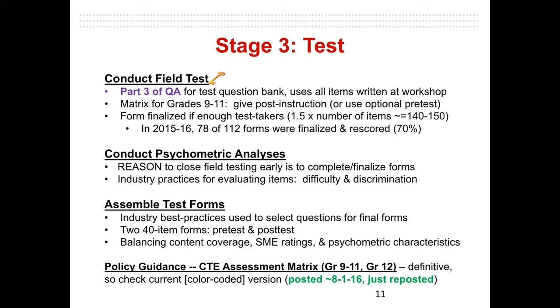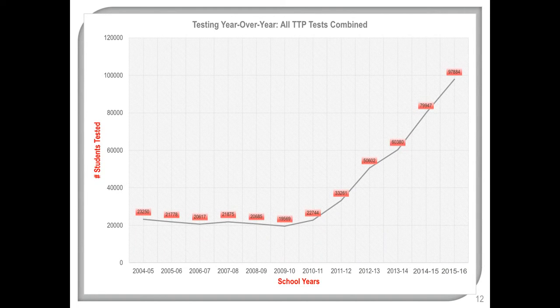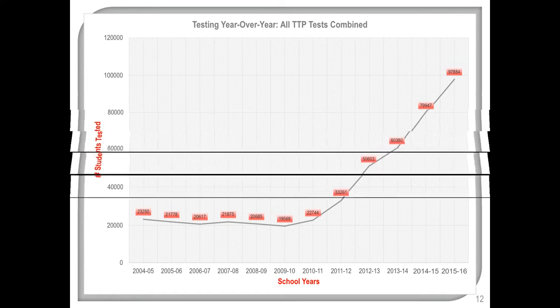Policy guidance is always provided by the assessment matrix, divided into columns for grades 9 through 11 and grade 12. It's the definitive source. It was posted around August 1st, right after Ohio ACTE, and I believe it was recently reposted. This is the cumulative testing year over year for the last few years, and you can see that there's been a dramatic climb. We attribute this to the availability of the tests, fact that they don't cost anything anymore, and some of the local report card reporting.